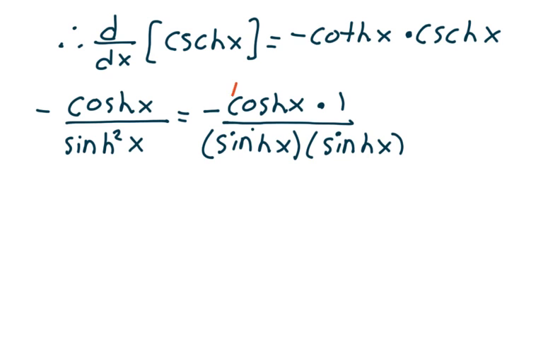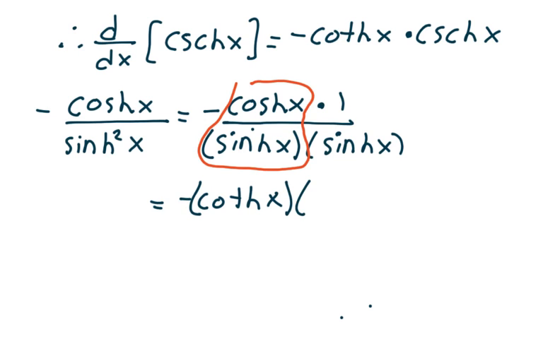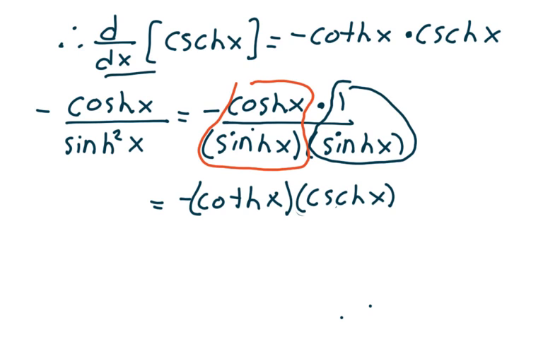But if we look at this piece, that's equivalent to hyperbolic cotangent x. And remember, there's still a negative sign. So let's try that again. So this is negative hyperbolic cotangent x, and I'm going to multiply by, now, 1 over hyperbolic sine x, which is hyperbolic cosecant x. So let's write that down. And that's where we get this derivative from.